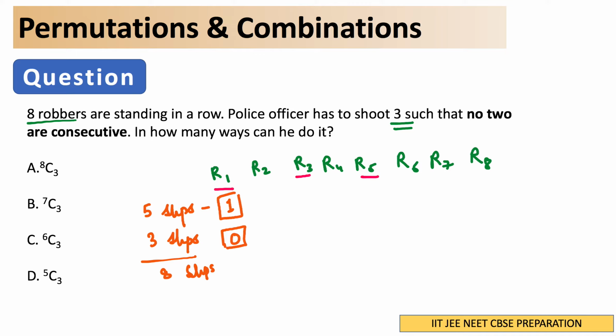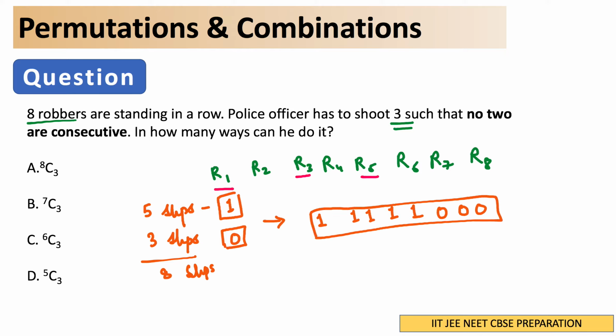Now the question becomes very simple. What we are saying now is, we have 5 slips which have 1, and we have 3 zeros, and we have to arrange these. How do we put these together so that the zeros that are there are not consecutive? Very simple, right? So we have these 8 slips which have 1 and 0 written on them, and we have to arrange these in such a way that the zeros are never together.